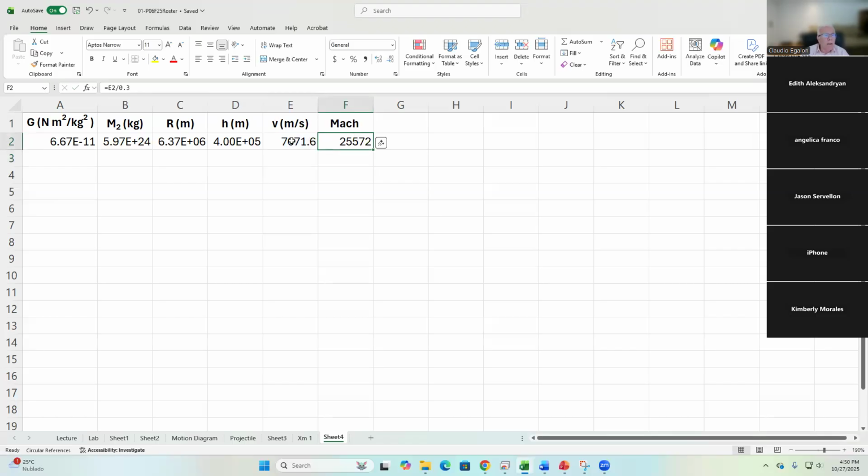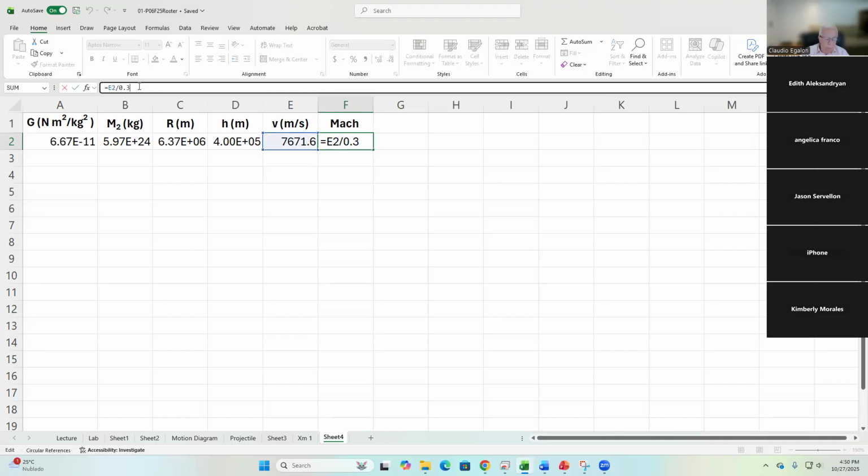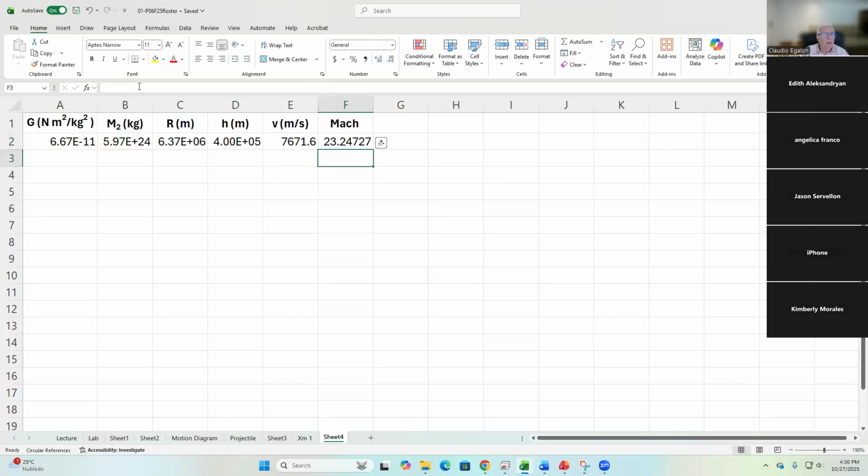Oh, why do I have... No, it's not 0.3. It's 300. 330, right? Oh, here you go. 23.24 Mach speed is hypersonic. We call this type of velocity hypersonic speed, okay? And for 12:50, okay, we finish this section. We didn't finish the chapter yet, but we've finished this section.